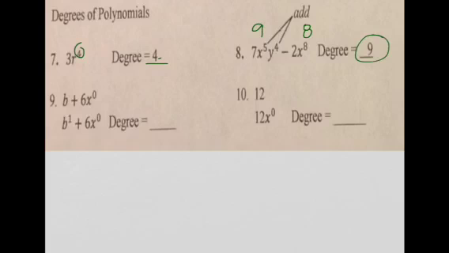On number 9, B, the degree for this one is going to be 1, and the degree for this one is 0, so the degree for the polynomial is going to be 1. Now this one doesn't have a variable, but we can make it a variable by writing in x to the 0, and so our degree is going to be 0.